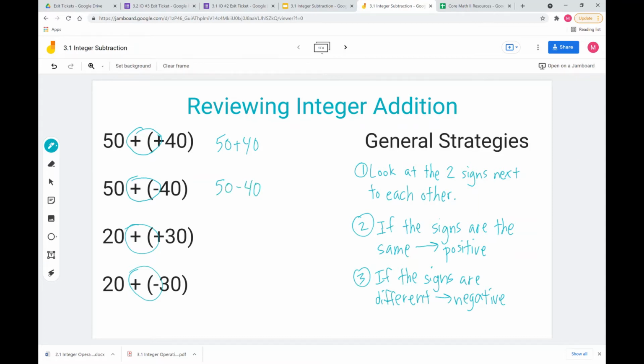For the next problem, 20 plus positive 30, since they're both positives and the same sign, we can rewrite the problem as 20 plus 30. And then lastly, 20 plus negative 30, since the signs are different, we write a negative. So 20 minus 30.